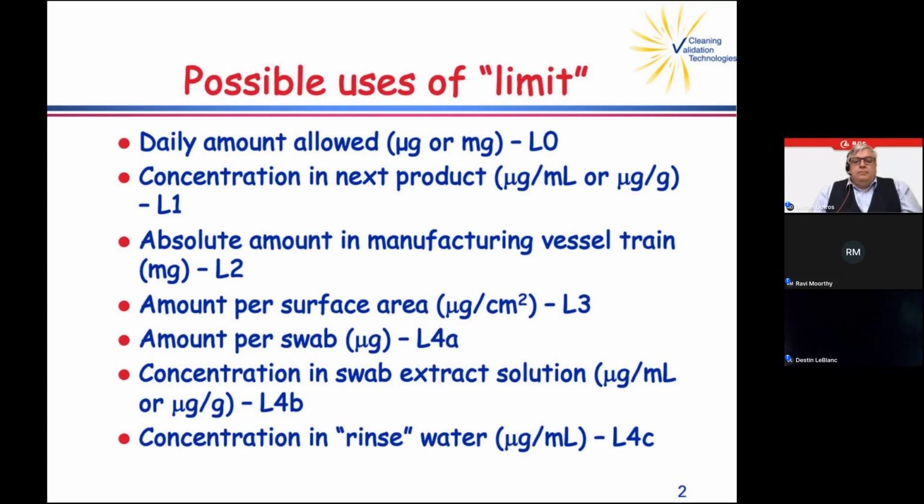Then going up on the slide, we can talk about the limit per surface area of the cleaned equipment, typically in micrograms per square centimeter, which is what I call L3. And then we can go further and talk about the total amount that's allowed in the manufacturing vessel train. In other words, not just the amount per surface area, but taking into account the total surface area. Typically units for that are milligrams, could be micrograms, but it would be a very large number of micrograms. It's what I call L2.